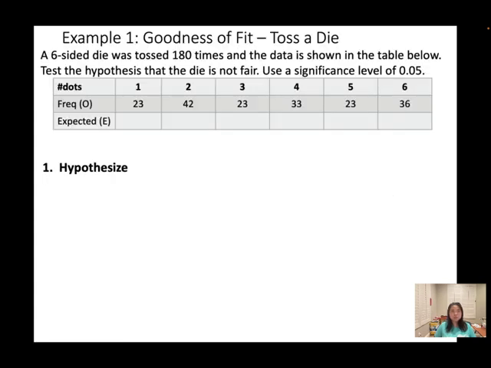Let's try to do this example. Goodness of fit, tossed die. A 6-sided die was tossed 180 times and the data is shown in the table below. Test the hypothesis that the die is not fair. Use a significance level of 0.05.